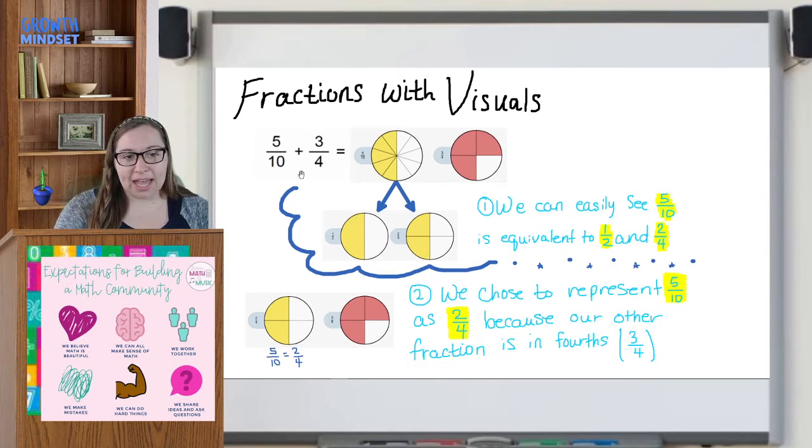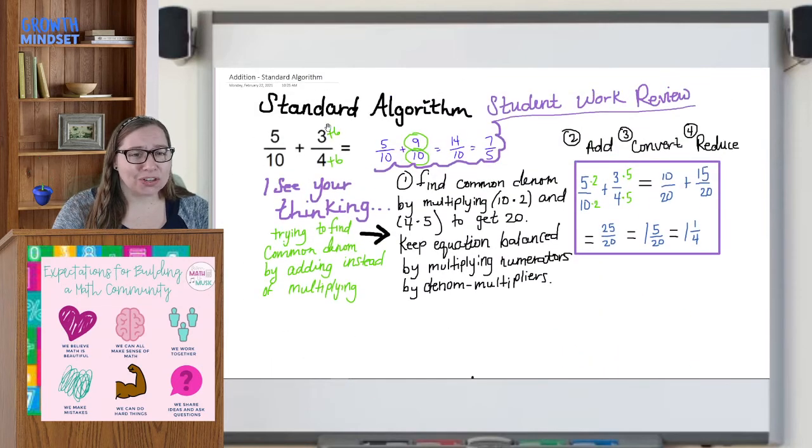Again, we have 5 over 10, we have 3 over 4, and we represented them here. So this is 5 over 10, and this is 3 over 4. When we make these little pie charts, we can easily see that 5 over 10 is equivalent to 1/2, and it's also equivalent to 2 over 4.